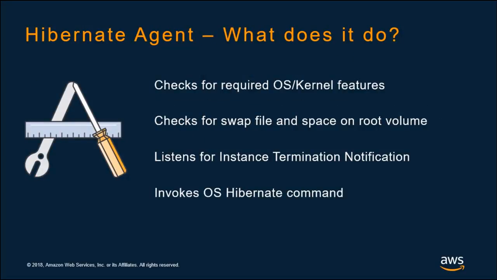So what does the agent do? It's actually really simple. It checks that you've got the required operating system and kernel to support hibernation. It checks space and swap file. And really, then it just listens for the instance termination notification, or better phrase, really, it's the instance interruption notification now. Because obviously we won't be terminating you, we'll be putting you into a hibernated state. And then we just call the operating system supported hibernate command. And so if you're a customer that's running on-demand instances today and you'd like the ability to hibernate, you could actually go ahead and use this functionality just by calling the operating system supported hibernate command for those supported operating systems.